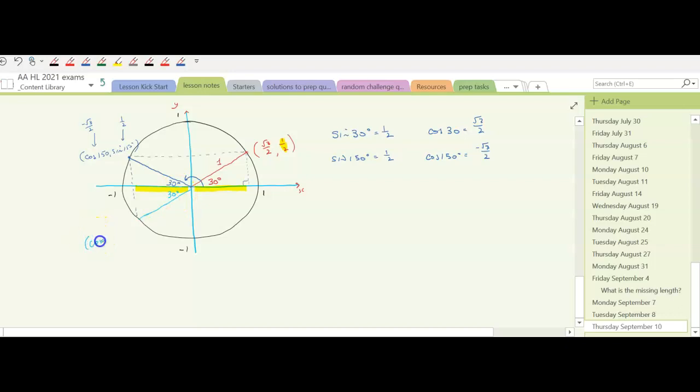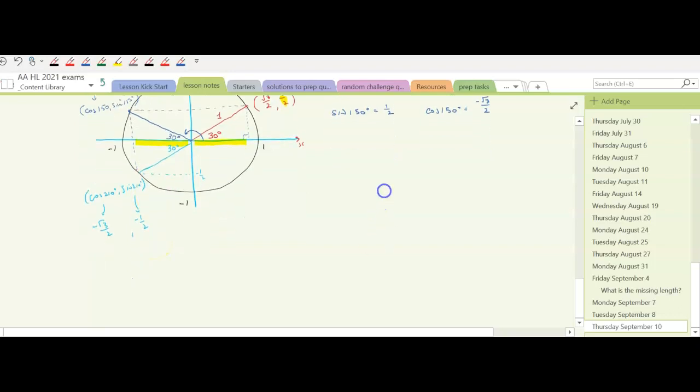So my coordinates are cos 210, sine 210. I know this because of my symmetry. But what I also know is that my x coordinate now doesn't change from cos 150. My x coordinate is negative root 3 over 2, and my y coordinate is, well, it was a half there, now it's negative a half. So I now know that cos 210 is negative root 3 on 2, and sine 210 is negative a half.